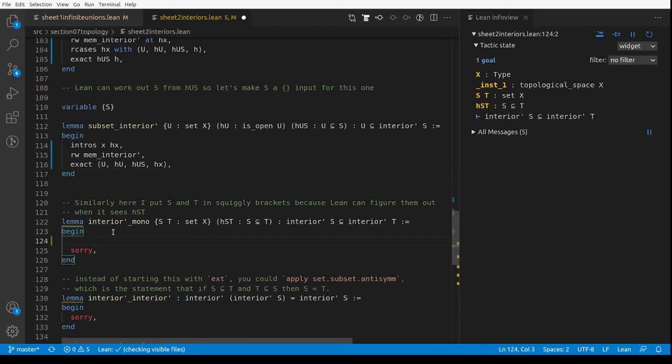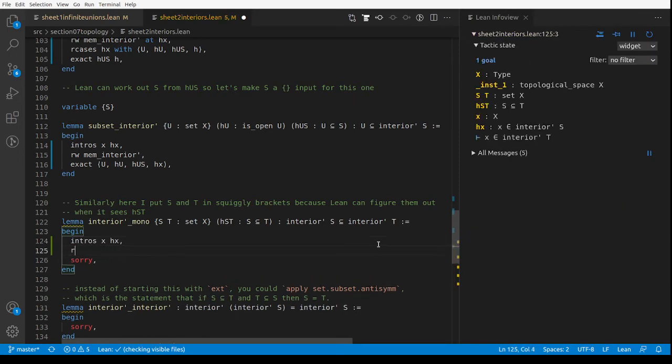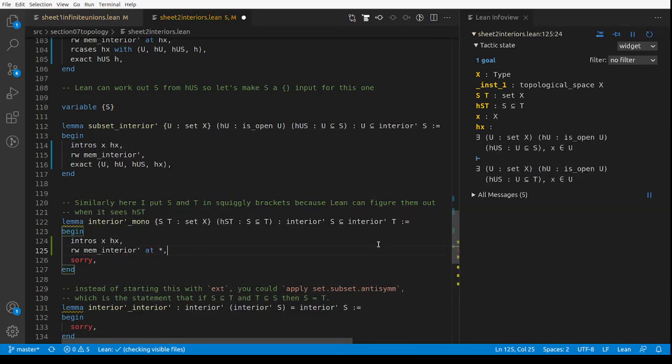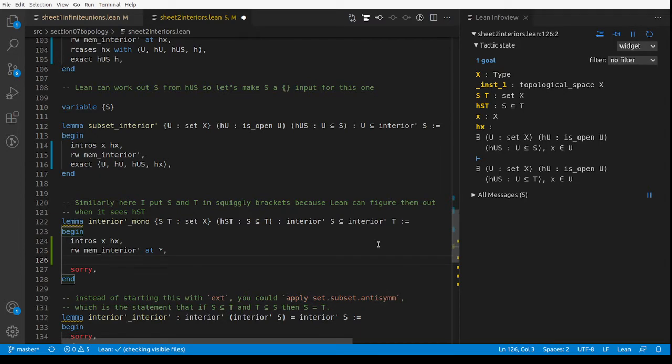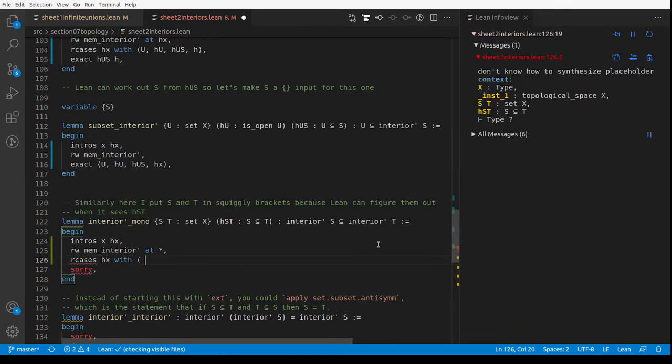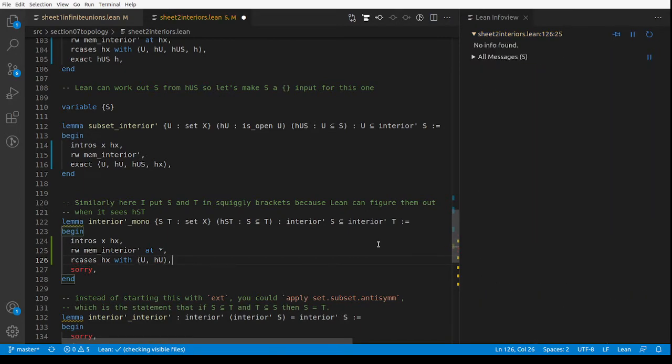Interior_mono. The interior is monotone: it preserves less than or equals. If S is less than or equal to T, then interior S is less than or equal to interior T. So intros x hx. And then rewrite mem_interior_primed at everywhere. And now I want to take hx apart, presumably. Cases hx with U and hU.